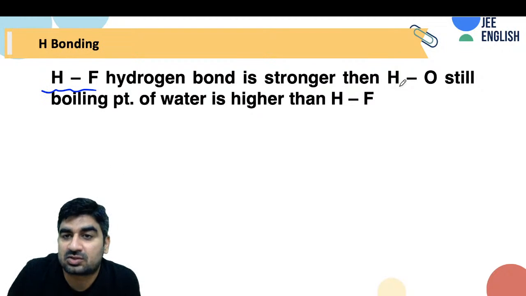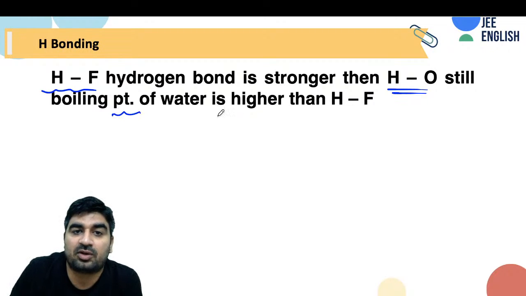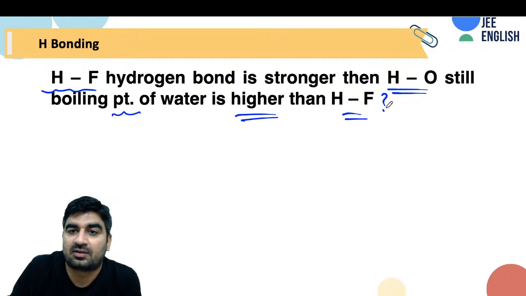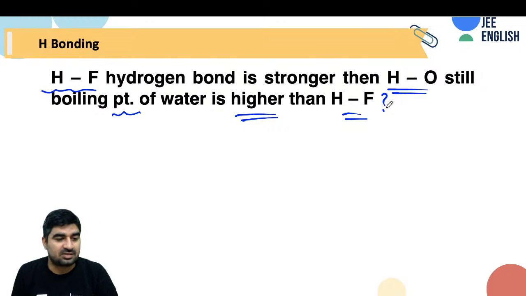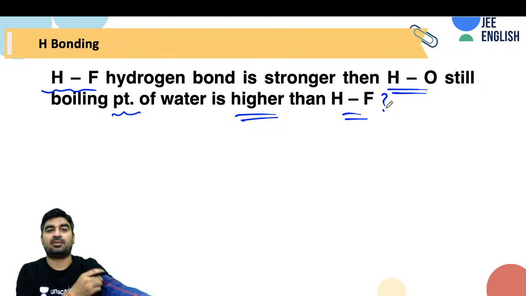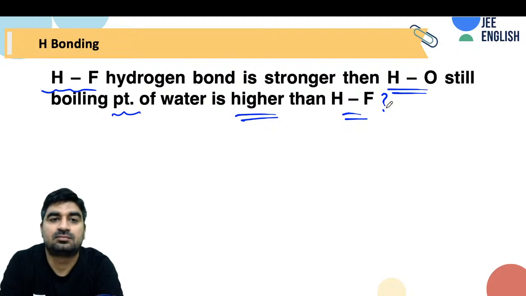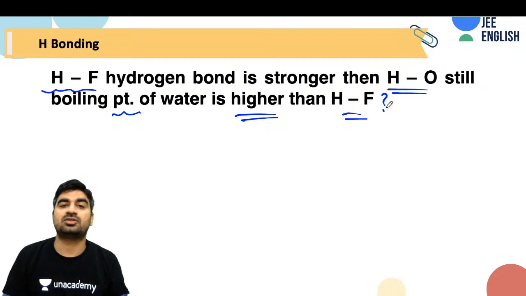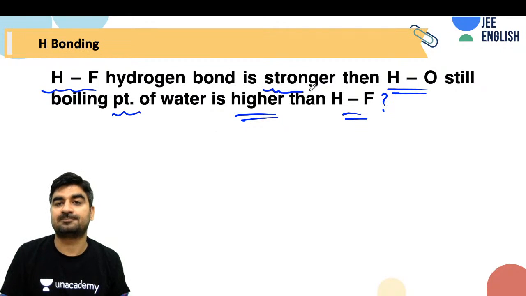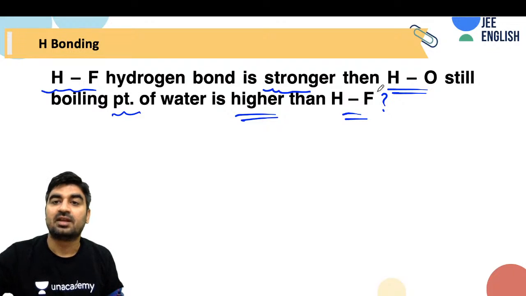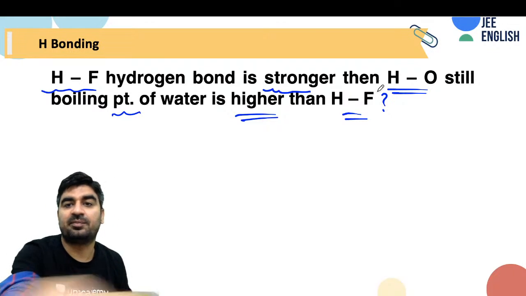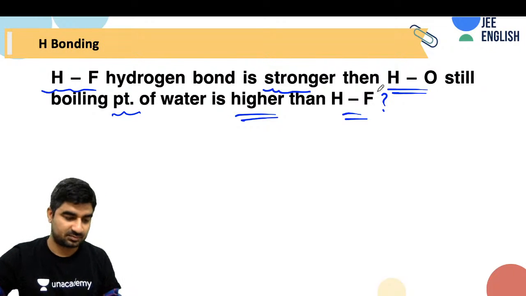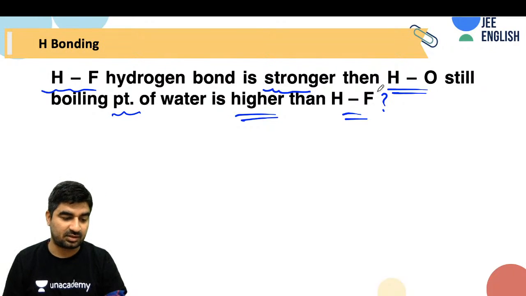HF hydrogen bond is stronger than H2O. Still the boiling point of water is higher than HF. Is there anyone who can give me the answer? Yes, tell me. HF hydrogen bond is stronger than H2O. Is there anyone who can give me the answer to this question? Yes, Akash, Tharian, anyone?